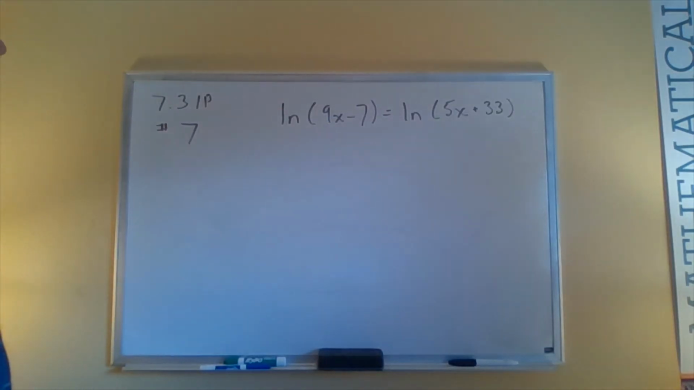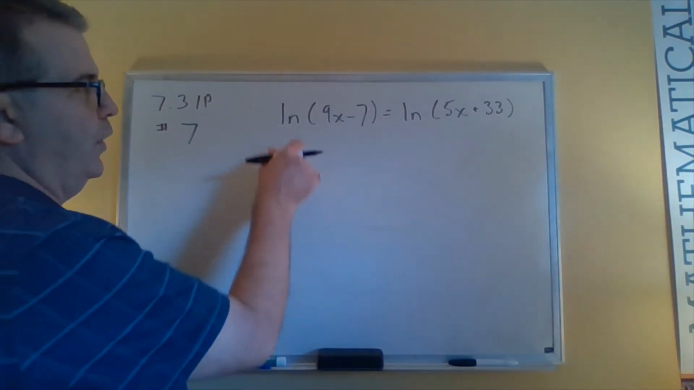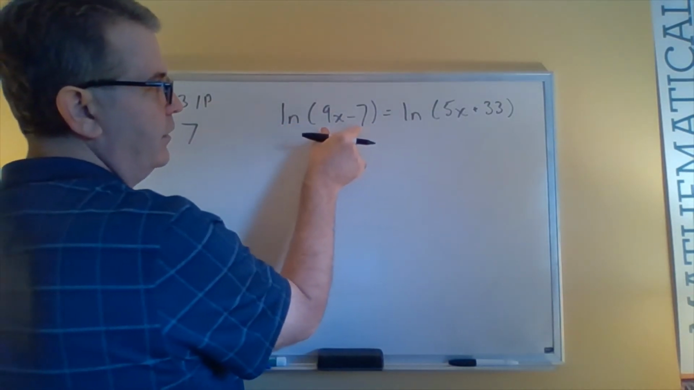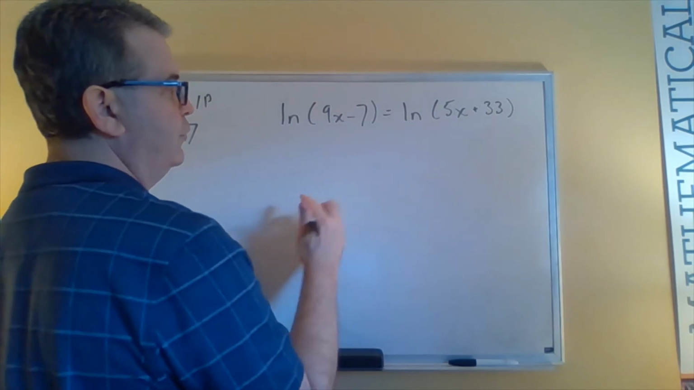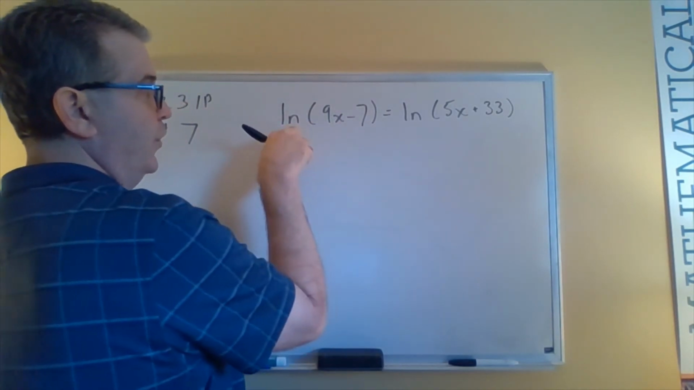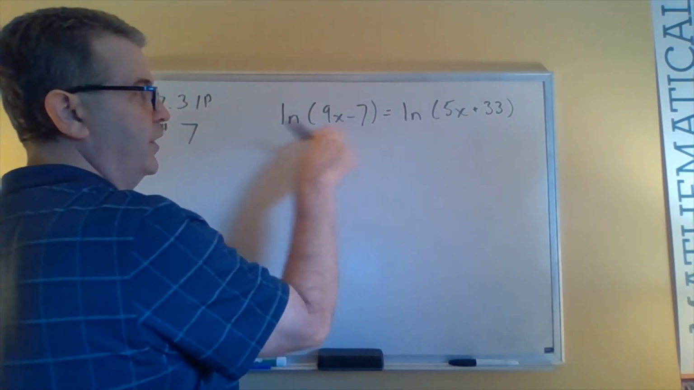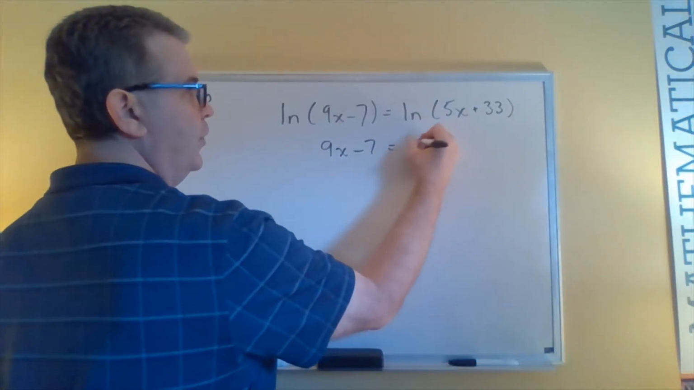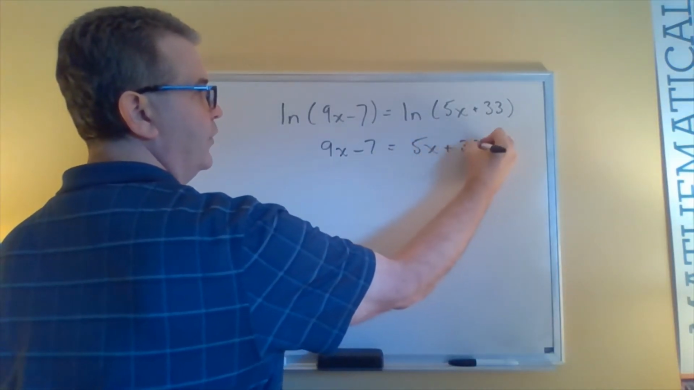Number 7, we have the natural log of 9x minus 7 equals the natural log of 5x plus 33. So remember, as long as we have a log with the same base on the left side and the right side, we can set what we have going on in the parentheses equal to each other. So these are both a logarithm base e, so we have the same base. So I'm going to set 9x minus 7 equal to 5x plus 33.